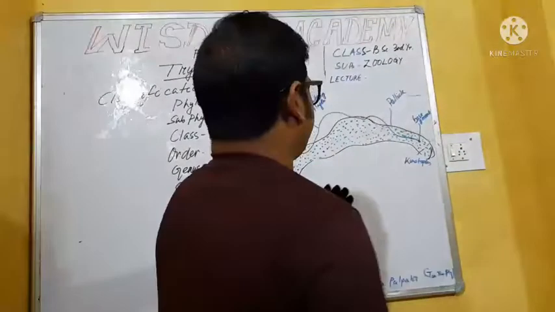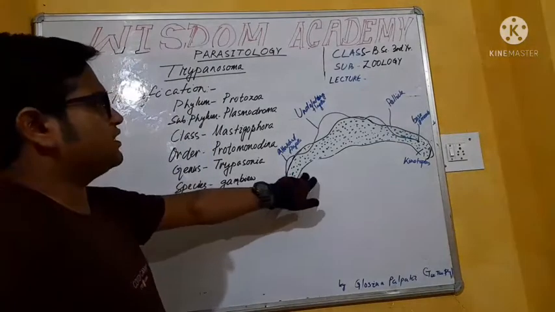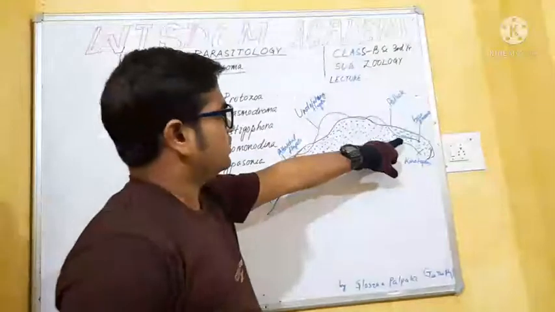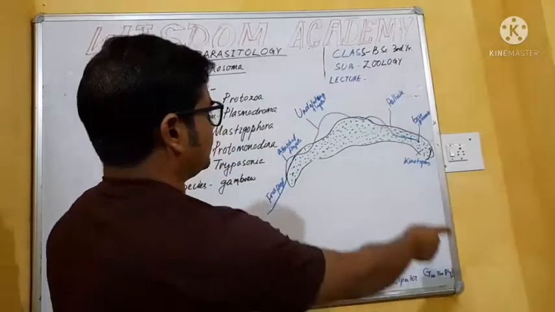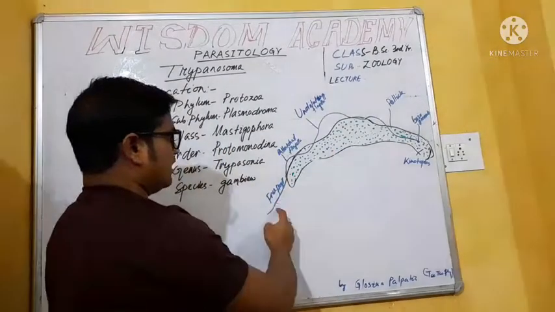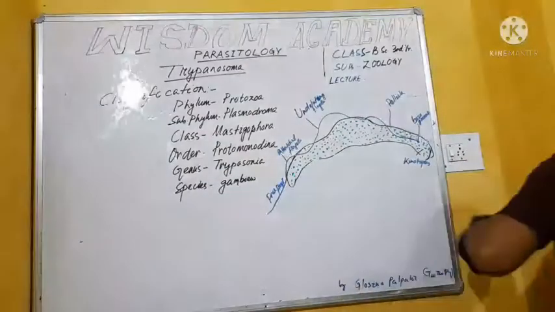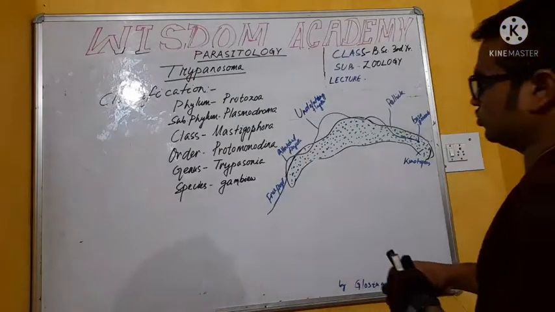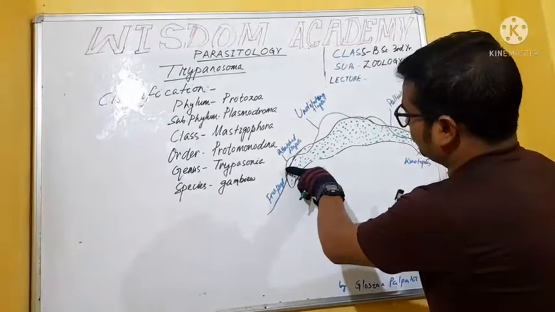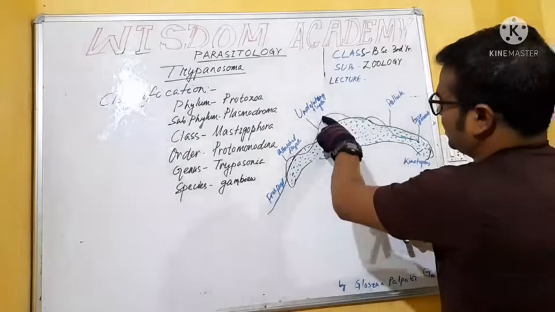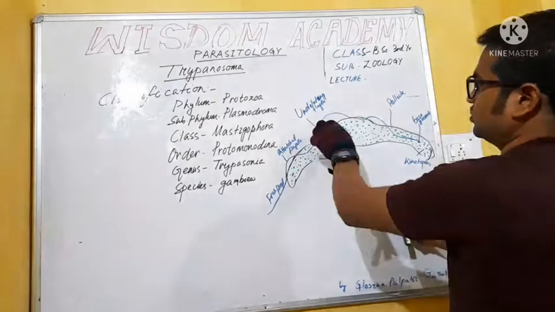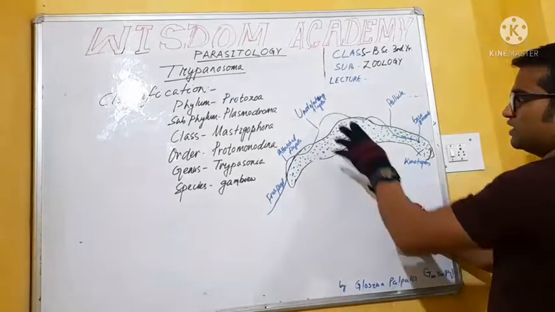This is the structure of a Trypanosoma. Trypanosoma is a spindle-shaped structure in which flagella are present. This is the free flagella and that is the attached flagella. This flagellum is attached to the Trypanosoma. Undulating flagella means a thin plasma membrane is present, so this is known as undulating flagella.